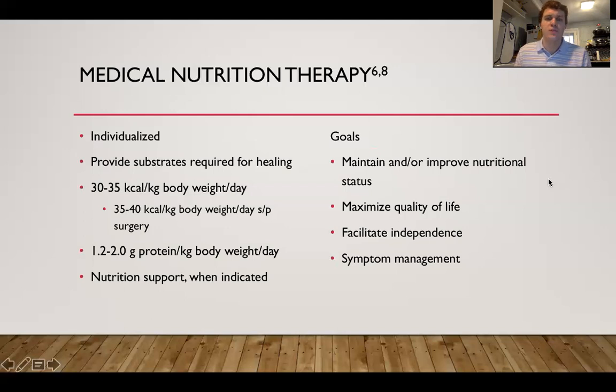And the primary goals that we have are to maintain and improve nutritional status, maximize the quality of life, facilitate independence in these individuals, allow them and train them to self-feed so they can have that independence, and also to manage symptoms as they come across. We don't want them to manage symptoms by themselves. We want to regularly check up with these patients, see what kind of problems they're dealing with, and make recommendations to maximize their quality of life. That's really what our role is.